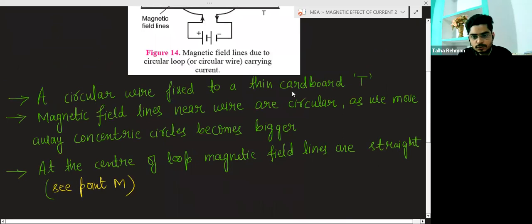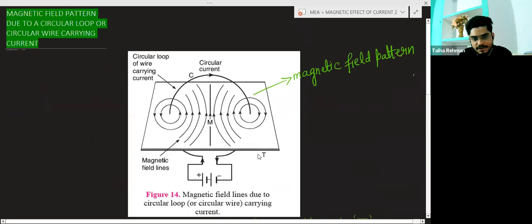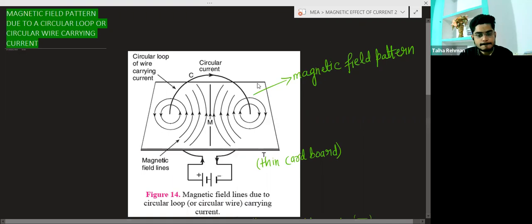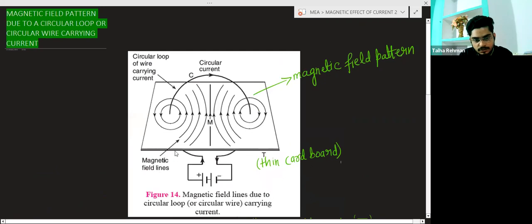A circular wire fixed to a thin cardboard. Basically this is a cardboard, a thin cardboard. Why have we taken the cardboard? Because we want to show the pattern of the magnetic field lines. So a circular wire is fixed to a thin cardboard, and this circular wire is somehow fixed with this cardboard.